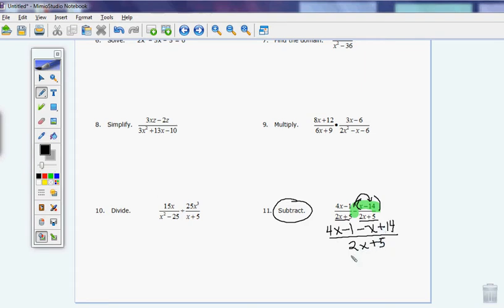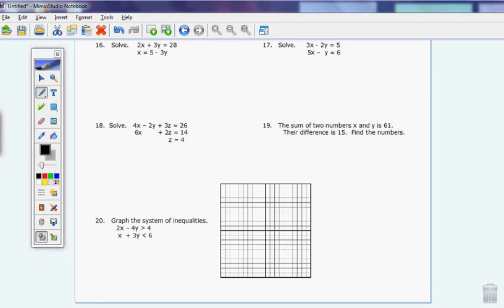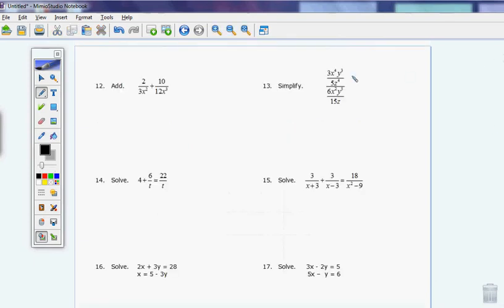So when you combine like terms on the top, 4x minus x is going to be the 3x. Negative 1 plus 14 is a plus 13, all over 2x plus 5. All right, final answer, there's nothing you can cancel off. So we're going to move on to the back page here and hopefully get better at these concepts.